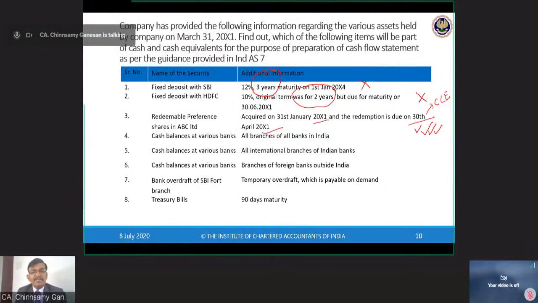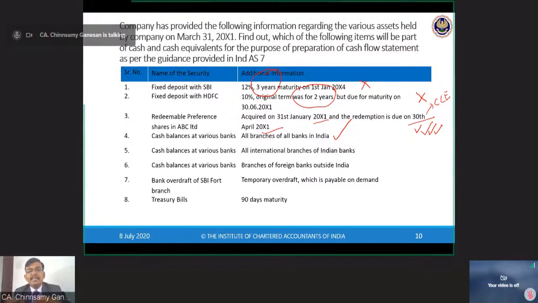Now, cash balances at various banks, all branches of all banks in India. There's a cash balance. It's a bank balance in a current account. At any time I can take it. So there is no maturity period also. So it is short term, highly liquid because I can draw anytime, and it is convertible readily into cash. Yes, it's equivalent to cash actually. And fourth, whether there is any risk of realization, nothing.